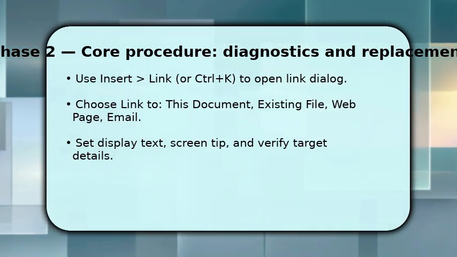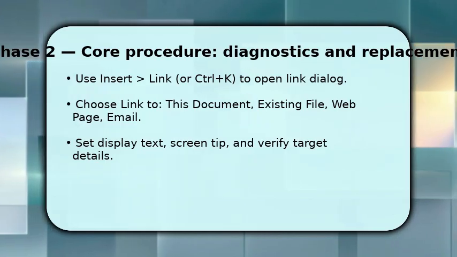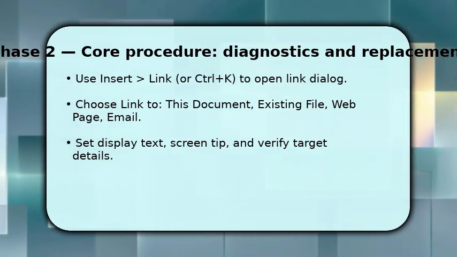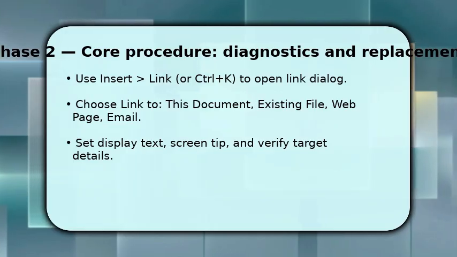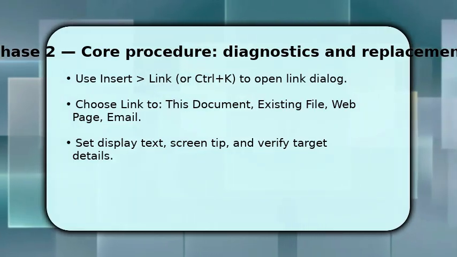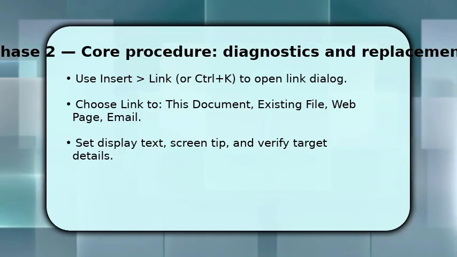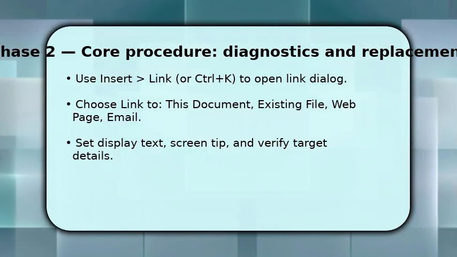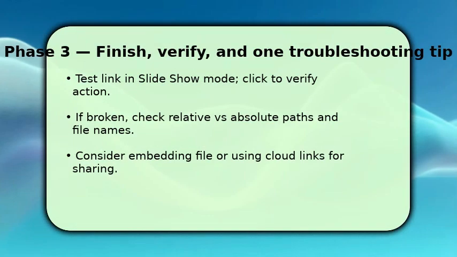Select the type, pick the exact slide or browse to the file, then set display text and add a screen tip so viewers know what happens. Make sure the path and slide number are correct before confirming. You finish by testing every link in slideshow mode. Click them exactly as your audience will.